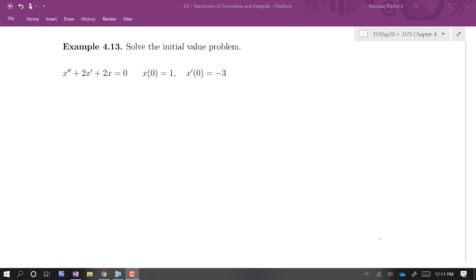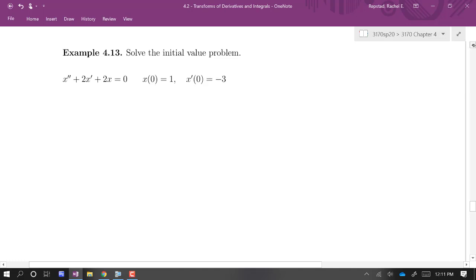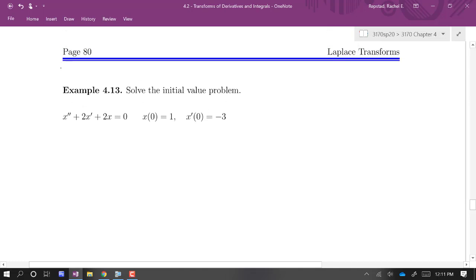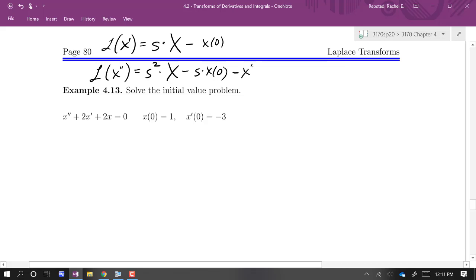Okay, let's do another one. This differential equation involves both the first and second derivatives of x. So we're going to need both of those formulas. So let's see, the Laplace transform of x prime is s times the Laplace of x, which is big X, minus x of 0. And then the Laplace transform of x double prime is s squared times big X minus s times x of 0, and then minus x prime of 0.